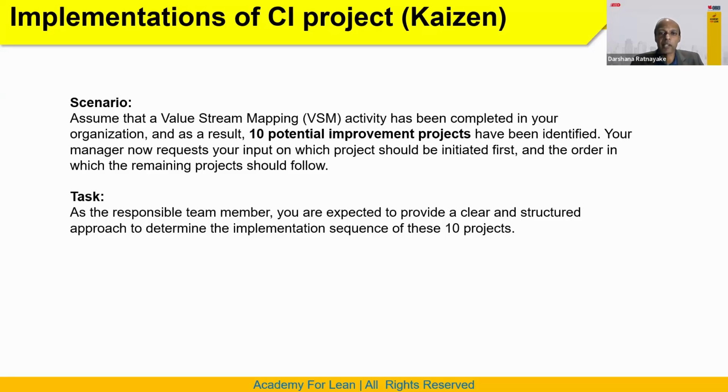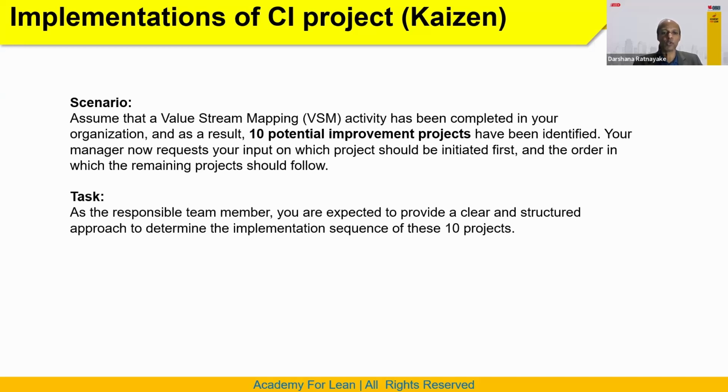Now, in our company, let's say we mapped the value stream. We call it the value stream mapping activity we have done, and we have it on our wall or somewhere. After that, we identify 10 potential improvement projects based on the value stream. I hope everyone knows the value stream. If you don't know it, don't worry, that's a lean tool. We think to improve our company, we have identified 10 projects. We need to do it.